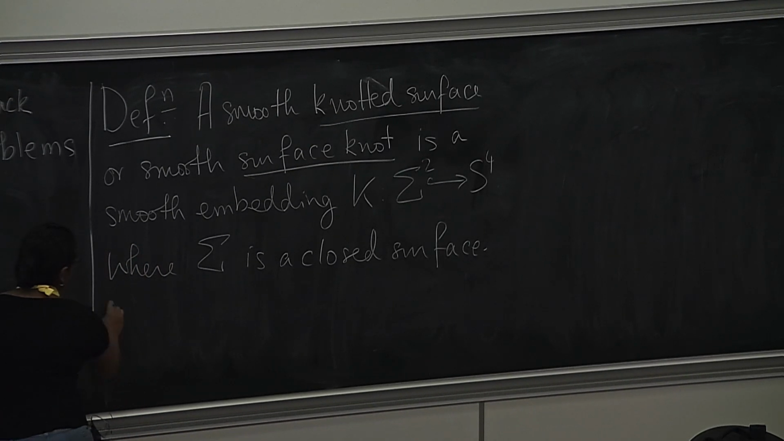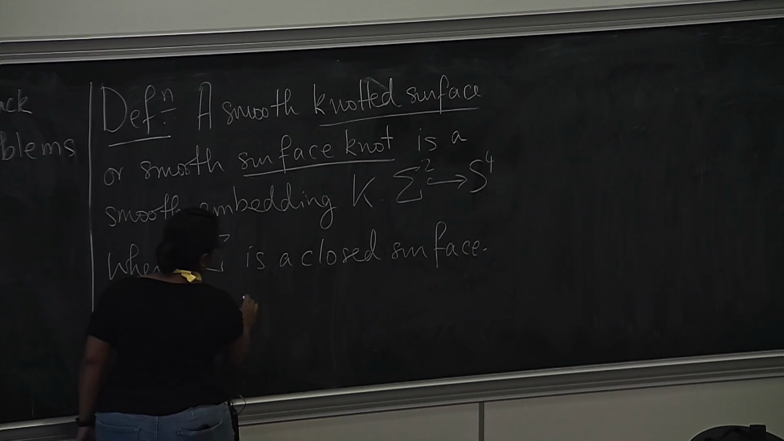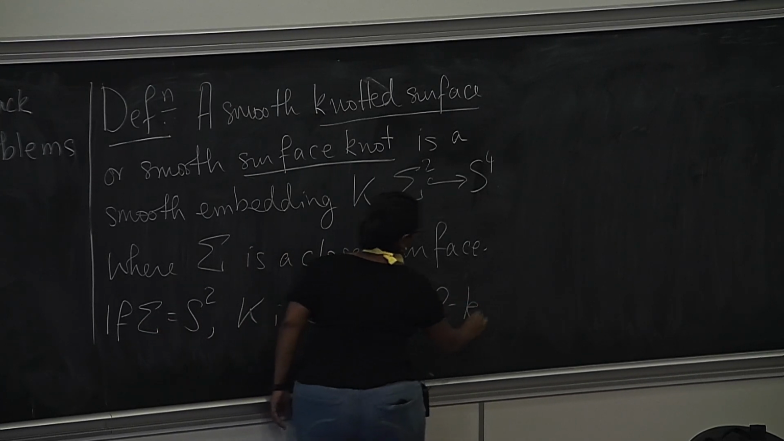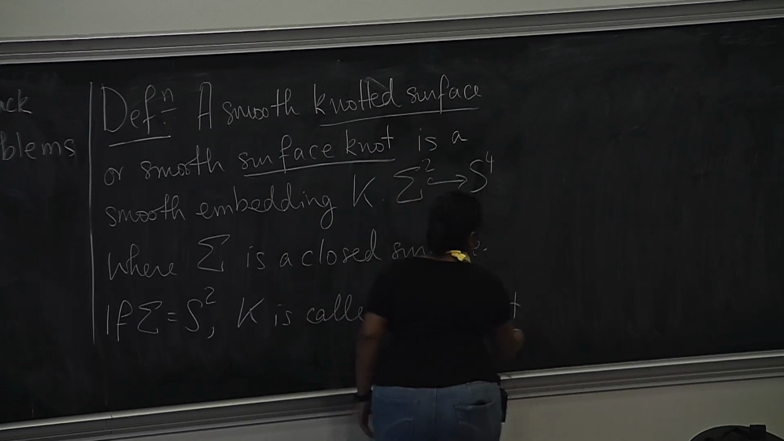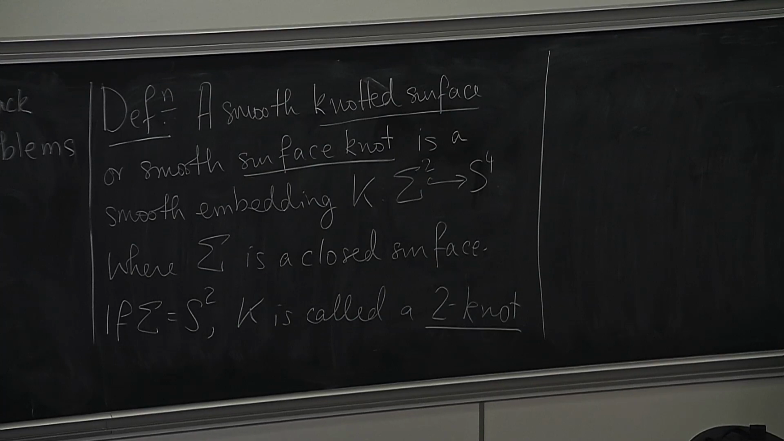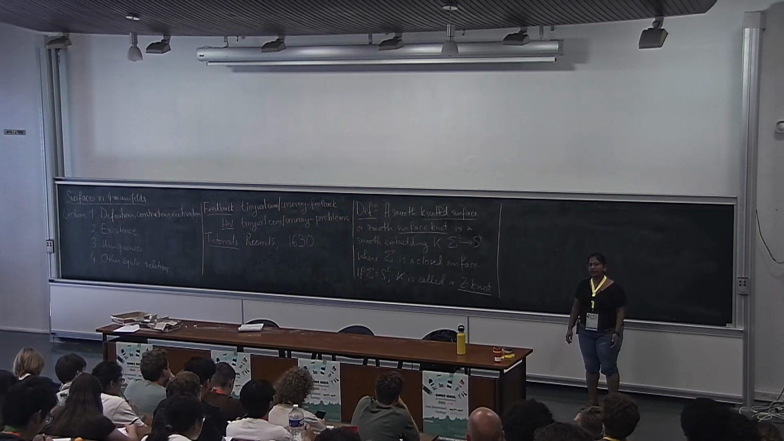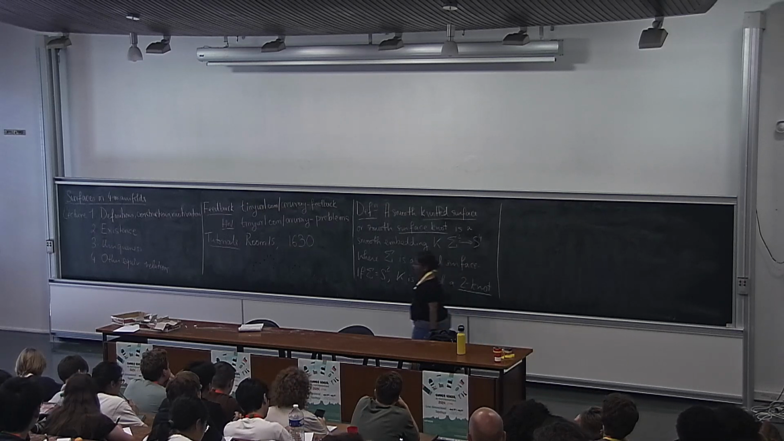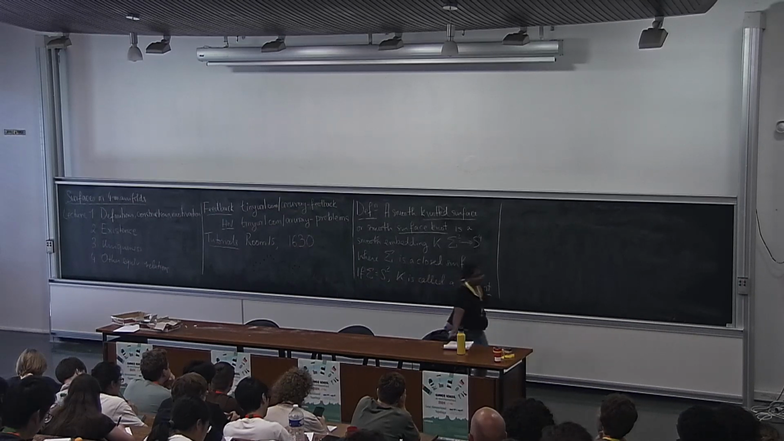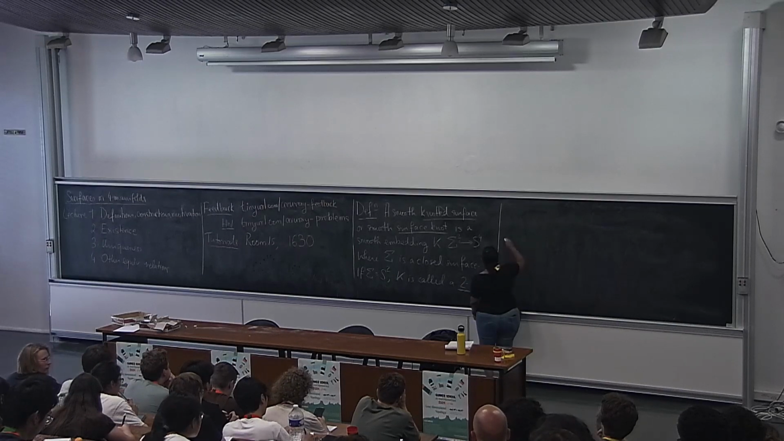If Sigma is S^2, this is called a 2-knot. So these are sort of the very first surfaces in four manifolds that people usually encounter. I'll give you some examples in a second, but let me start off by talking about this a little bit more. There are some obvious generalizations.